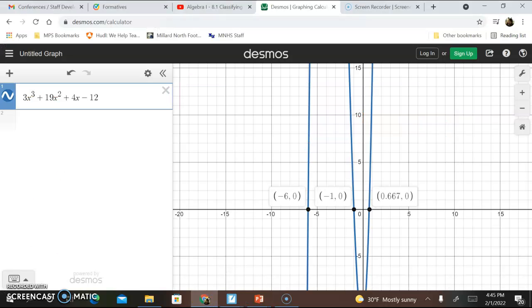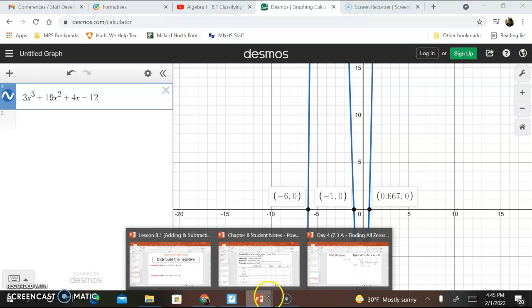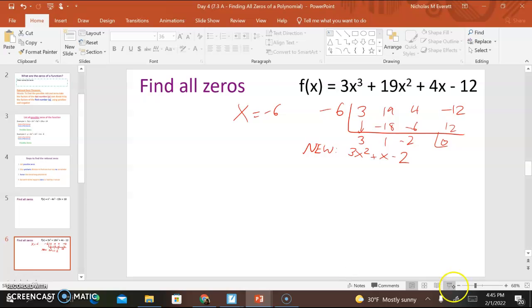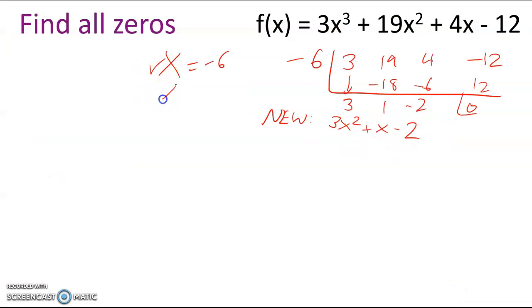So from there, I check my other 0. I had -6, confirm that that's good. Now I go on to -1. All right, so I'm going to go back here in the slideshow. I confirm that one, and then I have x equals -1. Now I got to confirm this one.